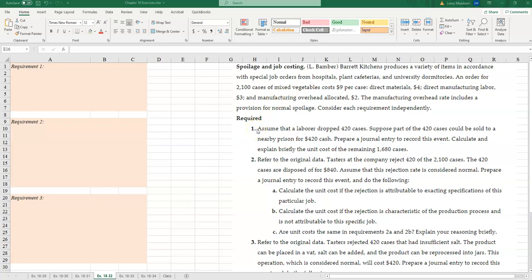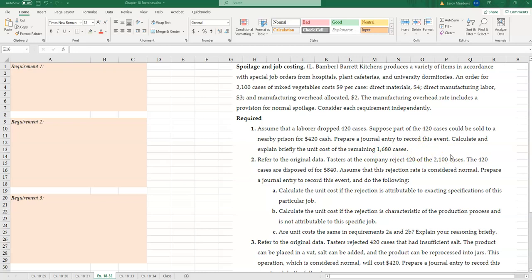Scenario 1. Assume that a laborer dropped 420 cases. Suppose part of the 420 cases could be sold to a nearby prison for $420 cash. Prepare a journal entry to record this event. Calculate and explain briefly the unit cost of the remaining 1,680 cases.